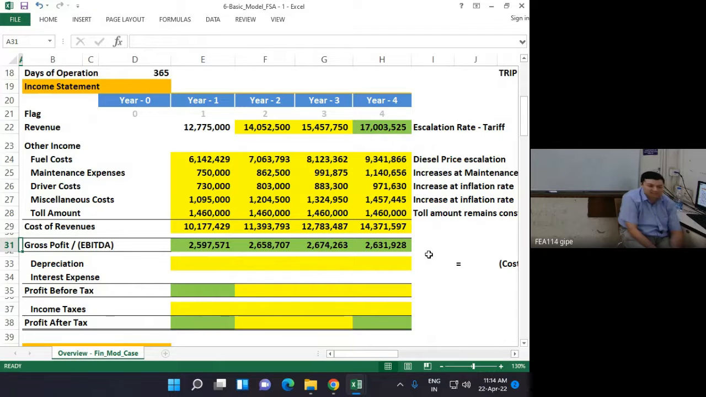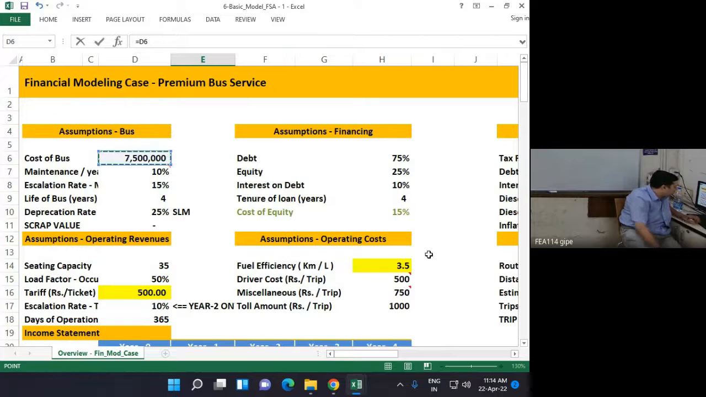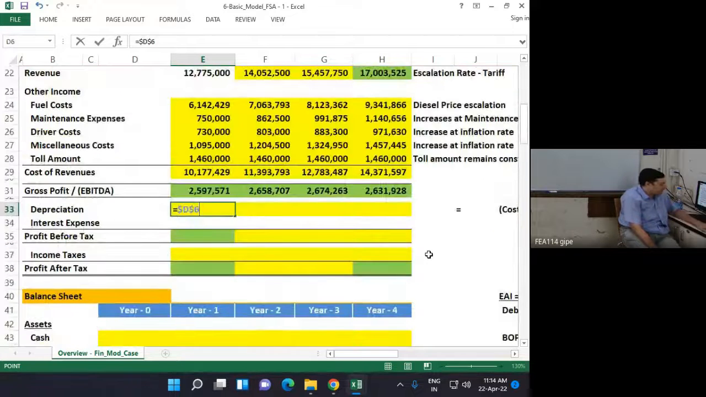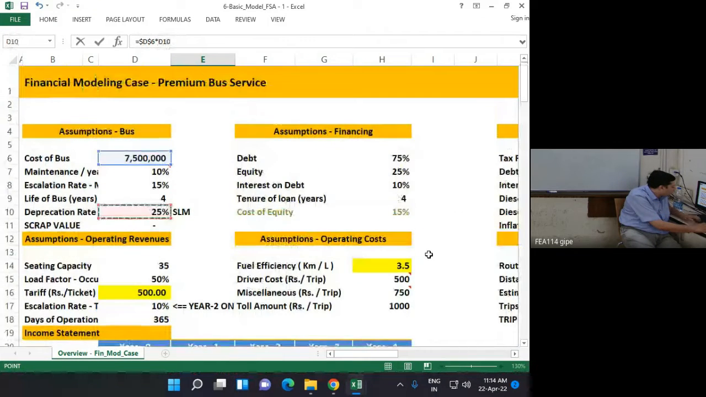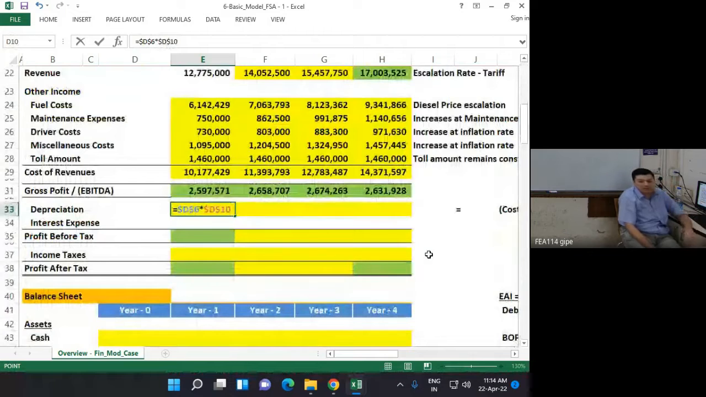Okay, till here, everybody, are we done? Gross profit. Let's do depreciation on 3. What will depreciate? First of all, the bus will depreciate. So, divided by life or multiplied by depreciation rate. Either way, you can calculate the depreciation amount: cost of bus upon life or cost of bus into rate of depreciation. Either way, you should get the amount of depreciation expense.